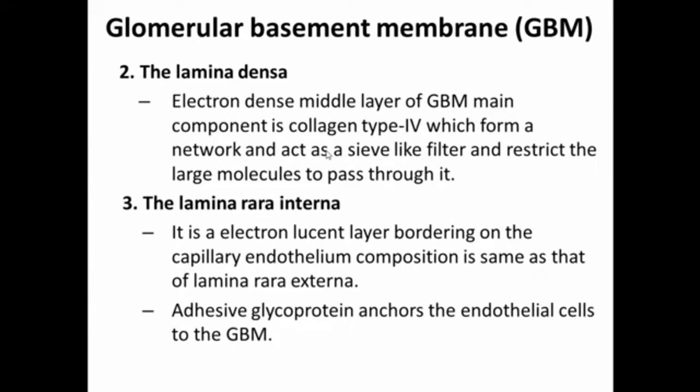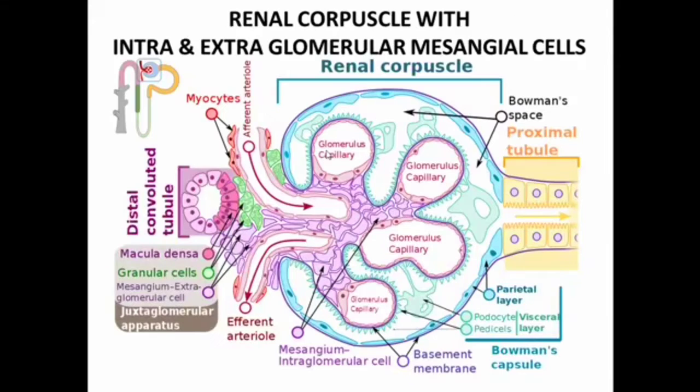The lamina densa, the electron-dense middle layer of the GBM, main component is collagen type 4, which form a network and act as a sieve-like filter and restrict the large molecules to pass through it. The lamina rara interna is an electron-lucent layer bordering on the capillary endothelium. Composition is same as that of the lamina rara externa. Adhesive glycoprotein anchors the endothelial cells to the GBM.